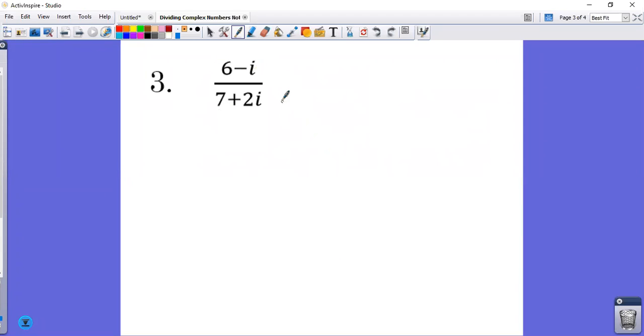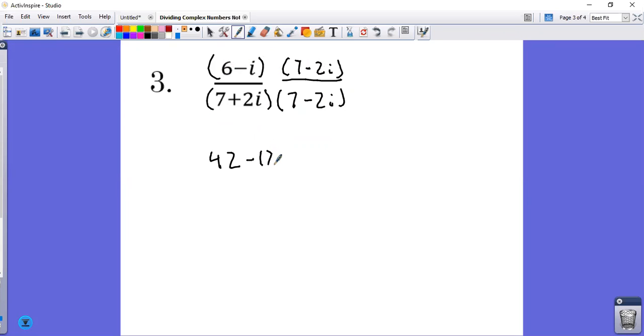All right, so if you have 7 plus 2i in the bottom, then you need to multiply by 7 minus 2i. Same thing on top, 7 minus 2i. And then it's just multiplying the top two. 6 and 7 is 42. 6 times negative 2i is negative 12i. Negative i and 7 is negative 7i. Negative i and negative 2 is positive 2i squared, or minus 2.